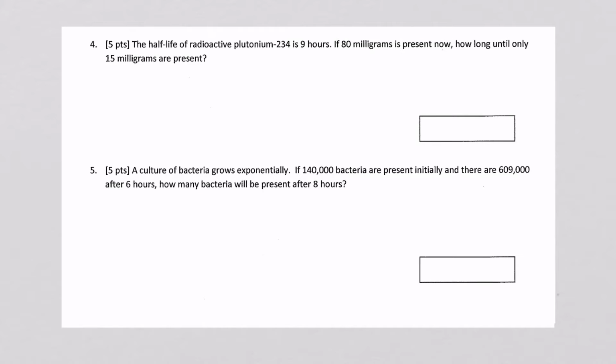All right, problem 4 on the calculator side of things. The half-life of radioactive plutonium-234 is 9 hours. If 80 milligrams are present now, how long until only 15 milligrams are present?